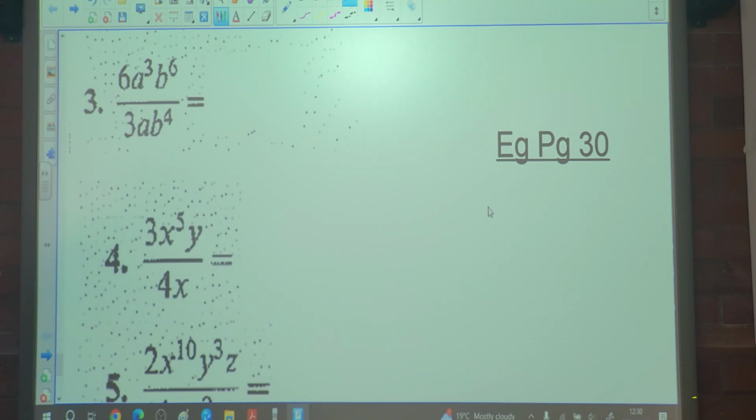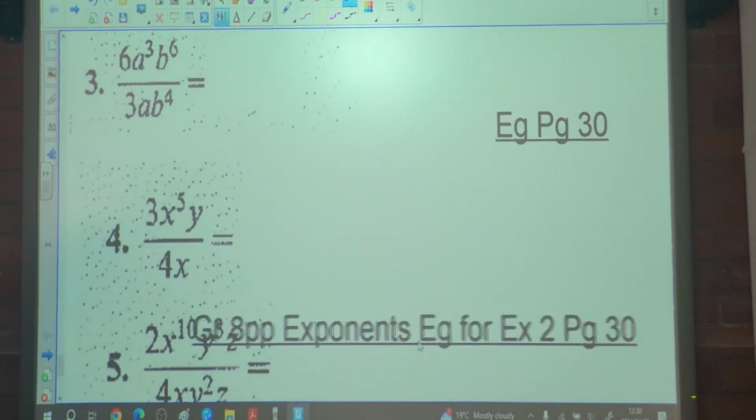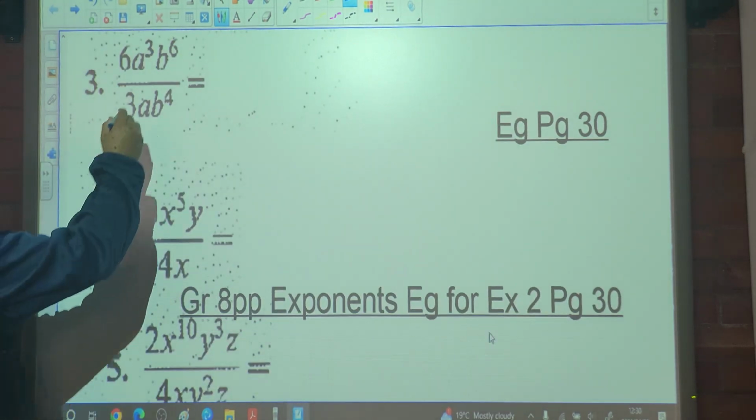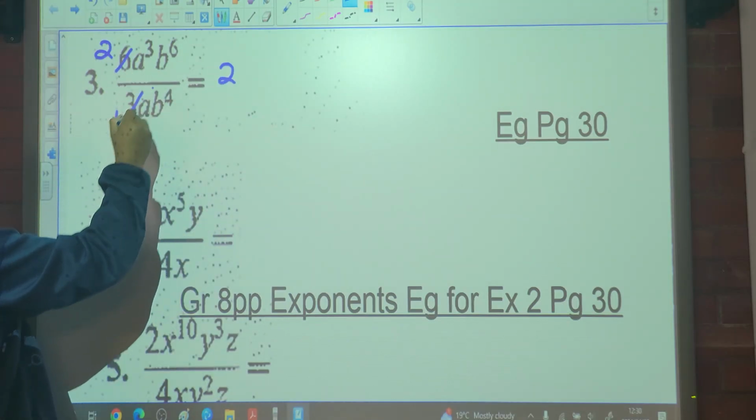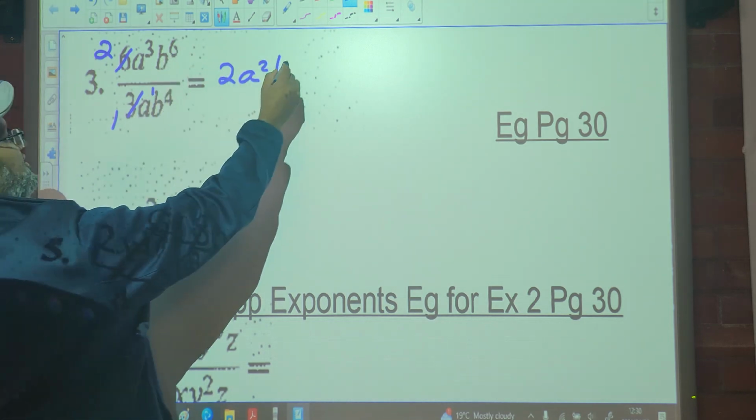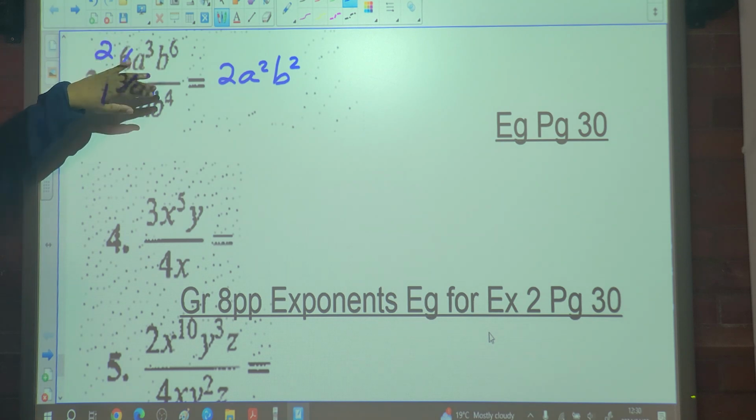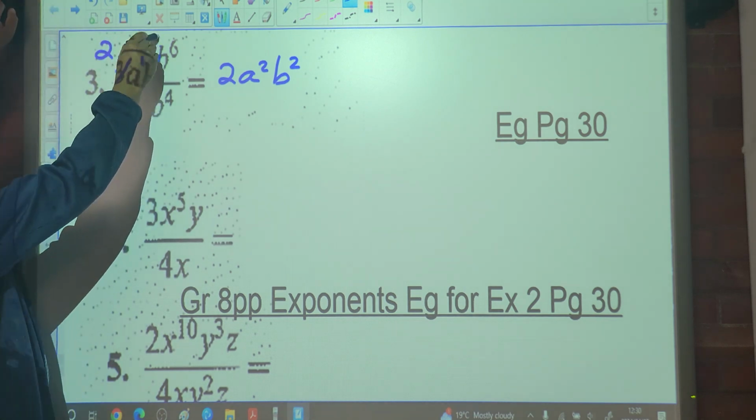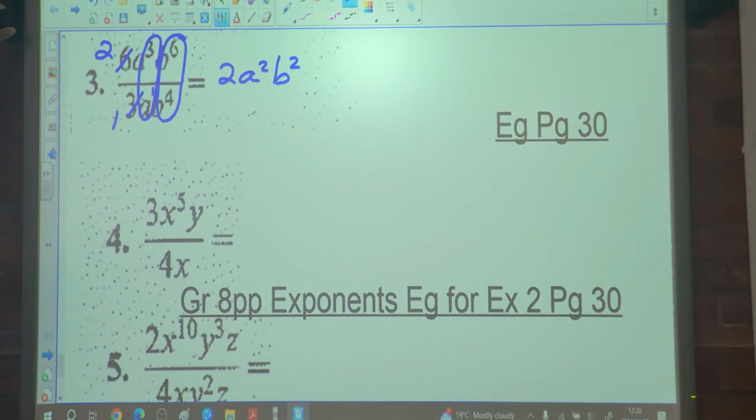Let's look at number 3. For number 3, 3 goes into 3 once, 3 goes into 6 twice. So what's 3 minus 1? 2. And for b, 6 minus 4? 2. You guys understand? Again, when we're dividing and bases are the same, we subtract the exponents. Only the exponents of a can be subtracted and the exponents of b can be subtracted. You guys understand? Let's look at number 4.